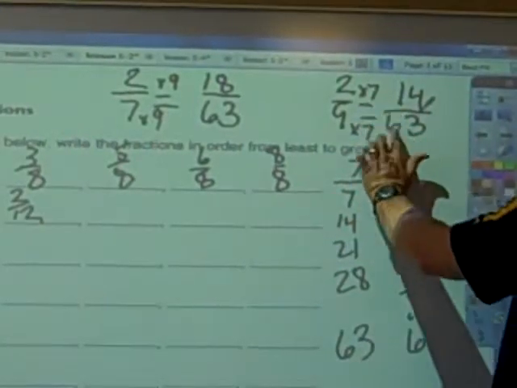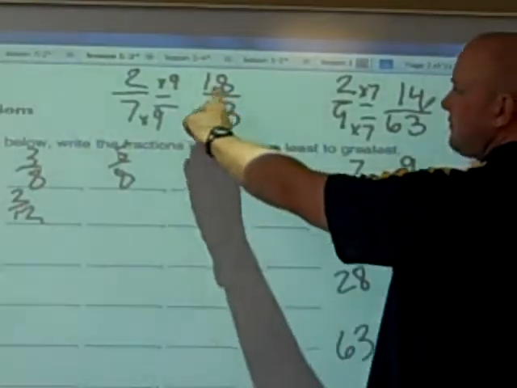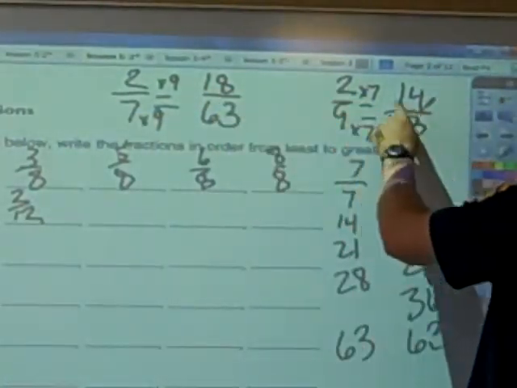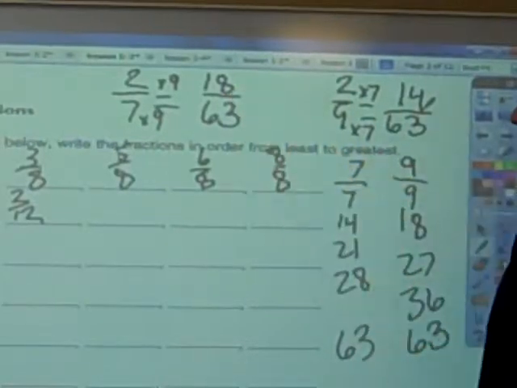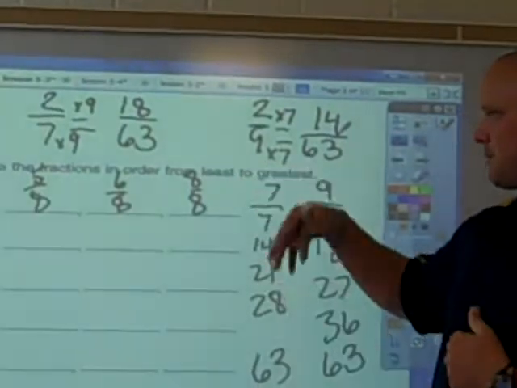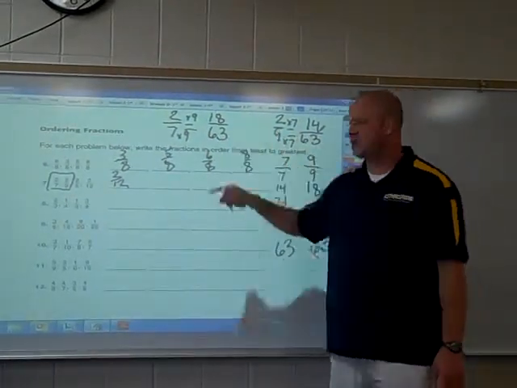So by looking at these with the same denominators now, I know that 2/7 is probably going to be bigger, no doubt, than 2/9 because my new numerators here, you can compare the both of those. So there's another example of being able to compare fractions and order them by finding an equivalent fraction, as you can see there.